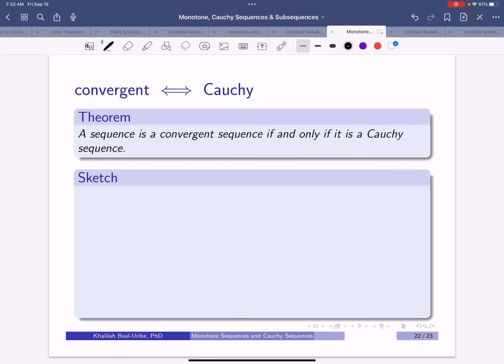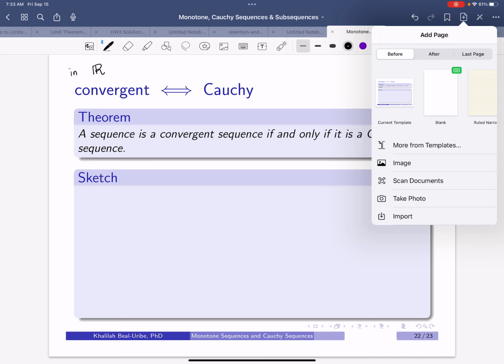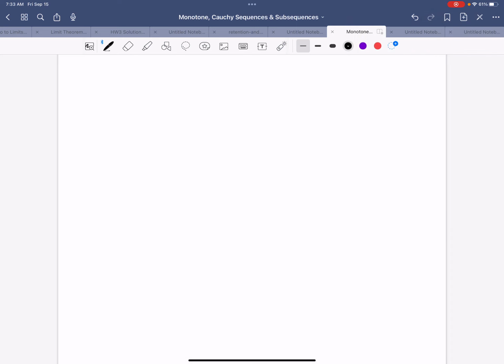And now let's get to the big theorem. So the big theorem says in R, right? So that's the realm in which we're working. In terms of real numbers, a sequence is convergent if and only if it is Cauchy. And I'm going to contrast that with in Q. It is not the case that convergent if and only if Cauchy.